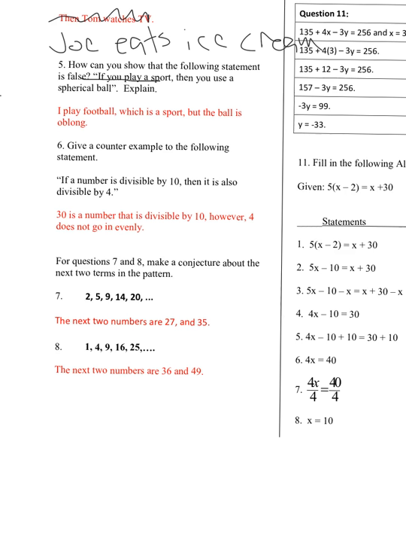6, give a counterexample to the following statement. If a number is divisible by 10, then it is divisible by 4. Again, counterexample. We need the first part to be true. I need a number that's divisible by 10, but not by 4. And when we mean divisible, we mean when you divide the number by 10, it goes in evenly. But when you divide it by 4, you would get a decimal. So my example is 30. 30 divided by 10 is 3. 30 divided by 4 is 7.5. Okay, so not evenly. So 10, 50, honestly, any odd multiple of 10, 10, 30, 50, 70, 90, and so on would work.